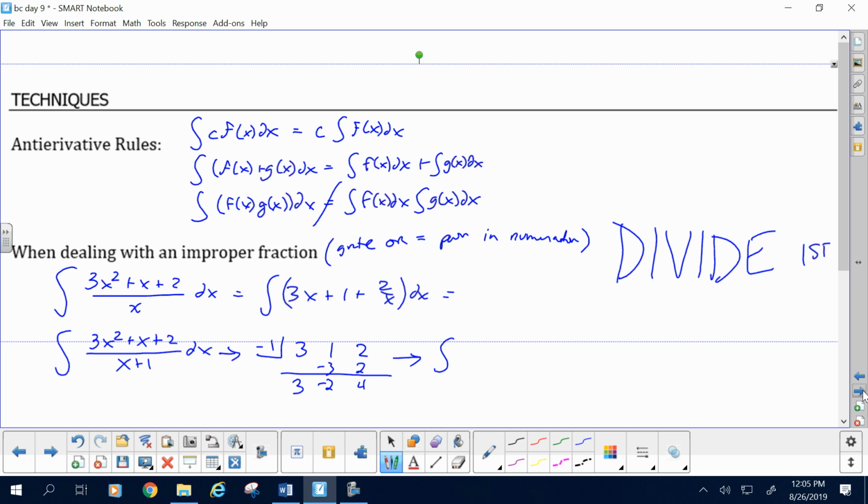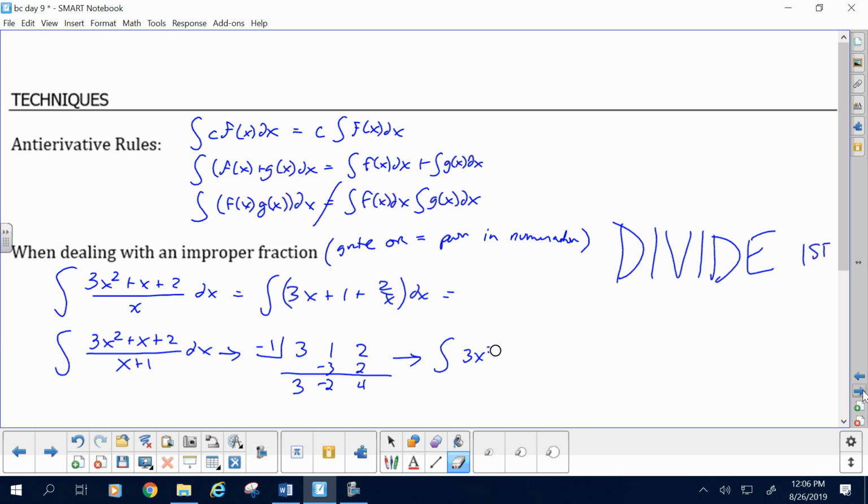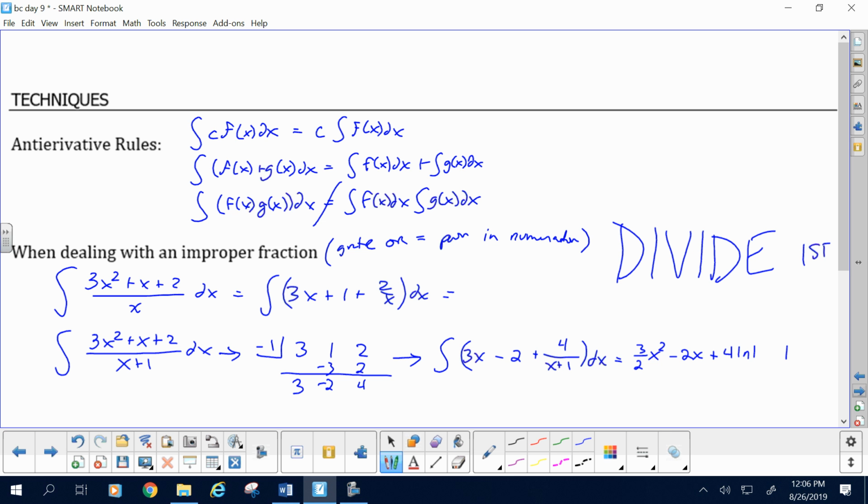What is that problem equivalent to? 3x squared. No, not squared. Thank you. 3x minus 2 plus 4 over x plus 1. And then you integrate, let's just make sure we're full. What's the antiderivative of 3x? 3 halves x squared minus 2x plus 4 natural log of the absolute value of x plus 1 plus C.